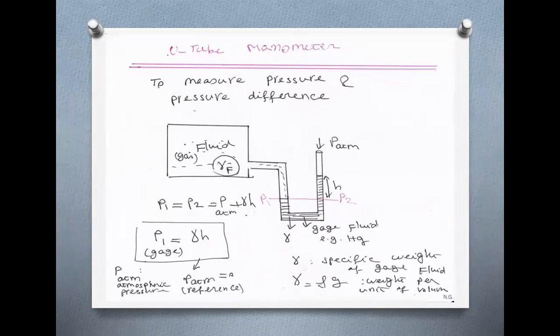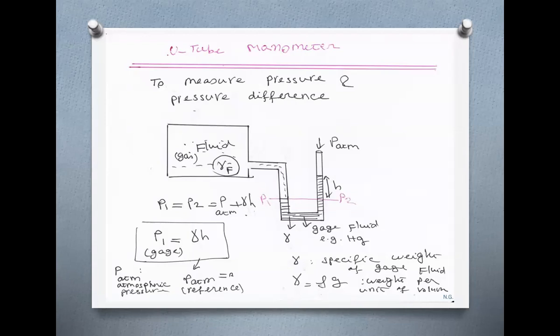Now, I want to talk about the manometer. We use a manometer to measure the pressure of the fluid. And there is the U-tube manometer. It is called U because it has the shape of U. So that's the U-tube manometer. We use the U-tube manometer for two things: measure the pressure of the fluid at some point and measure the pressure difference.